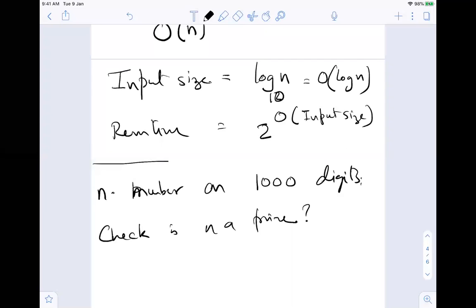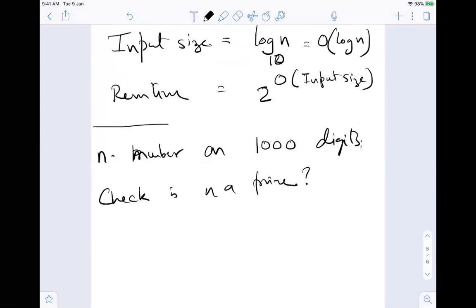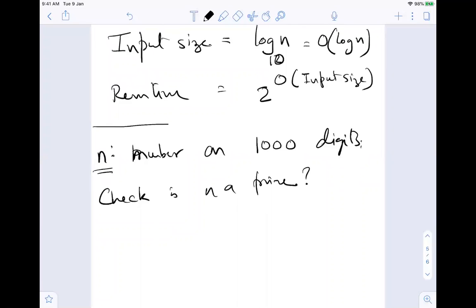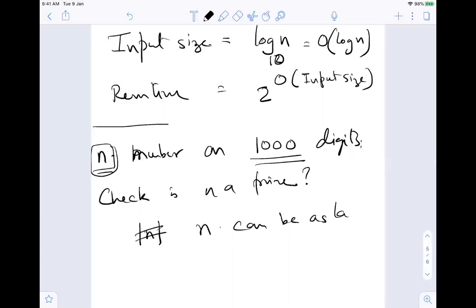Right? So whatever algorithm you gave me just now, it will say, okay, good, go for all of them. But n is a 1000-digit number. So what is the value of n? Or rather, n can be as large as 10 to the power 1000. 10 to the power 1000 is not a joke, right?